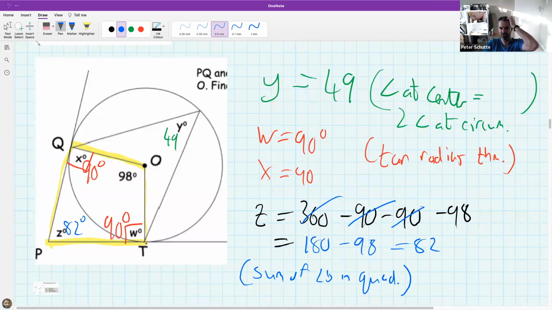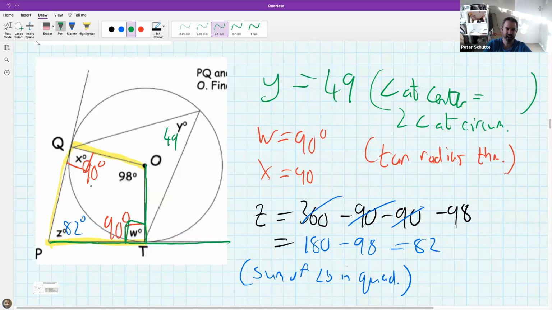Thanks for the question. Cassini says, why is W not equal to 49? The reason is that this is a tangent, and a tangent will always meet the radius at 90 degrees. So that's why.